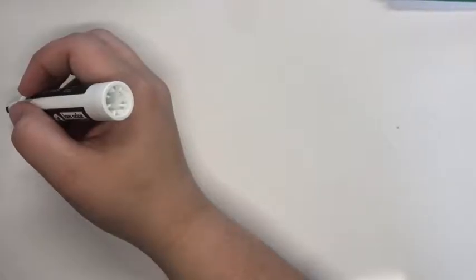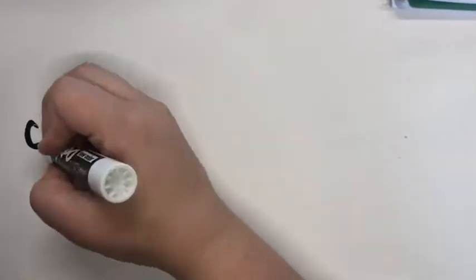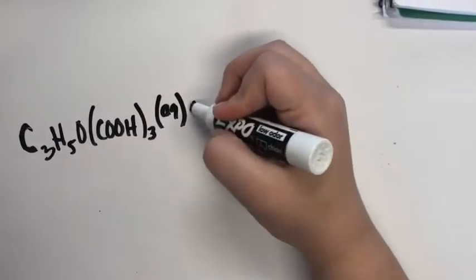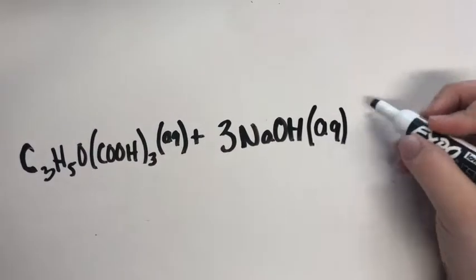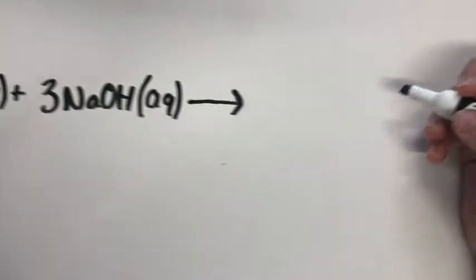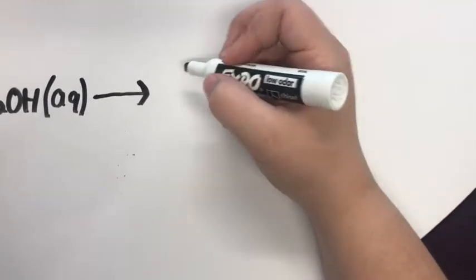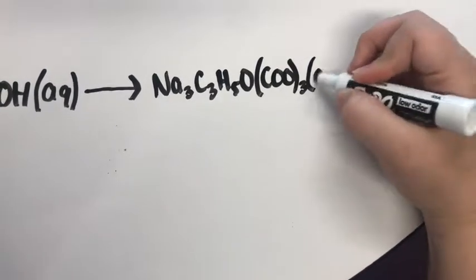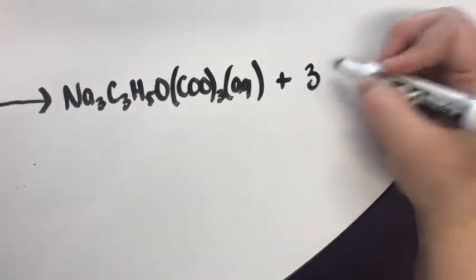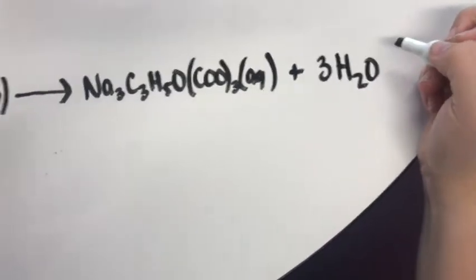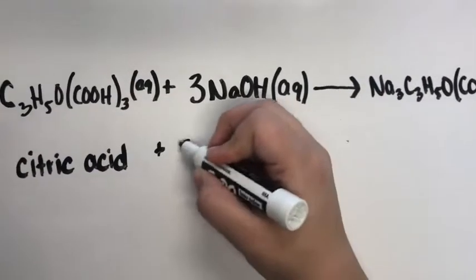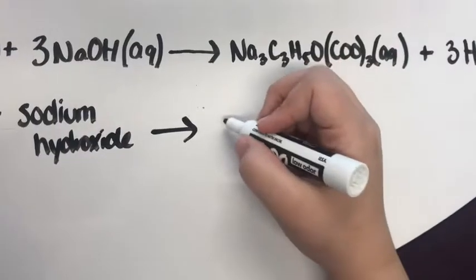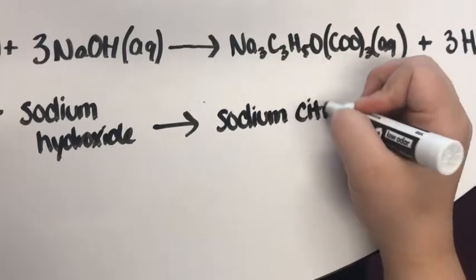The balanced chemical equation for the neutralization reaction performed involved using citric acid aqueous plus 3 NaOH. This yields sodium citrate plus 3 H2O, or water. So here we have citric acid plus sodium hydroxide yields sodium citrate plus water.